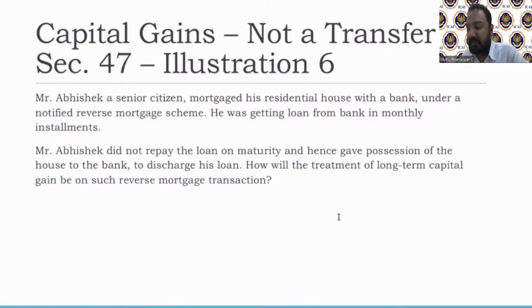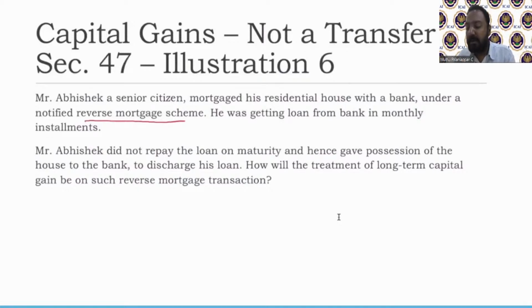Here, Abhishek, a senior citizen, mortgages his residential house with the bank under a notified reverse mortgage scheme. So he is again mortgaging assets, another additional mortgage. Here he was getting a loan from the bank in monthly installments, so he is paid on a monthly basis. He did not repay the loan on maturity and hence gave possession of the house to the bank. Now he is not able to repay, so the bank is taking over the property.